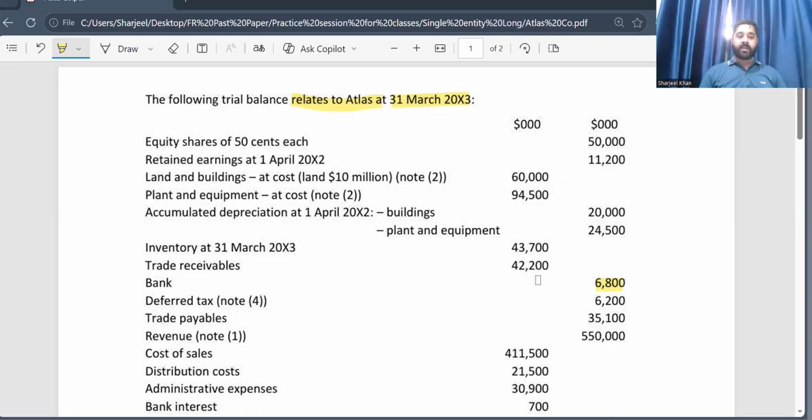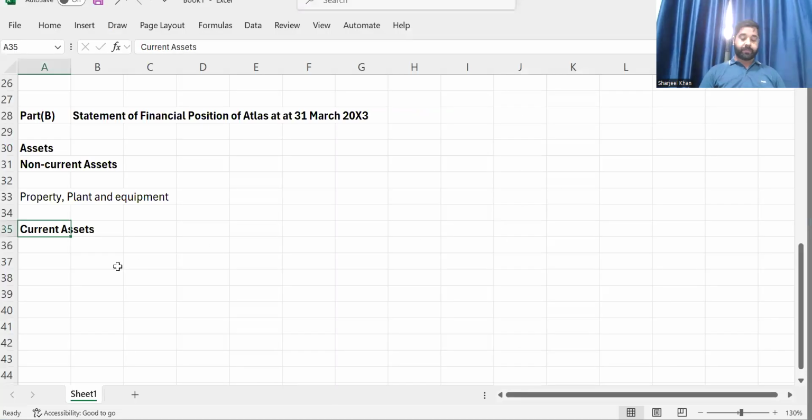If this balance was on the debit side, it would be an asset for the Atlas company, a current asset. But if the balance of the bank is shown on the credit side, it means that it is a bank overdraft and it will be shown under the heading of current liability, right? So only two types of current asset, one is inventory and the other one is trade receivable, nothing else.